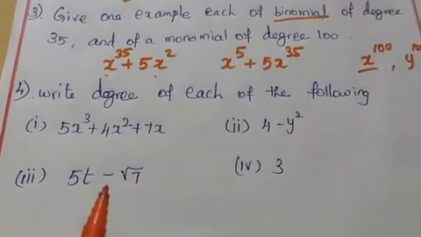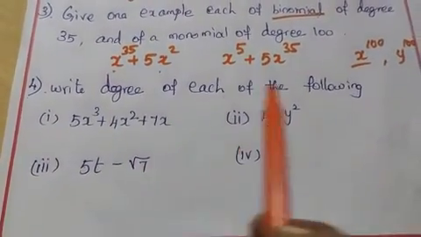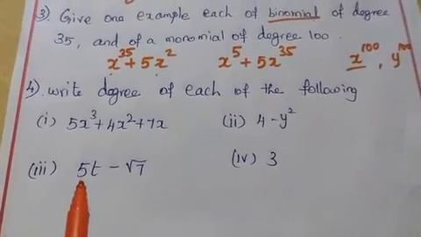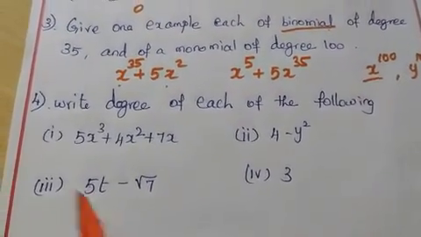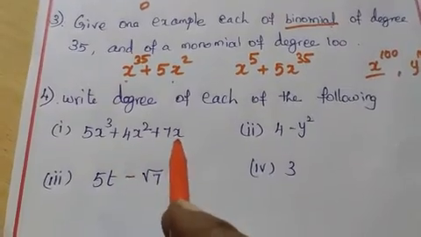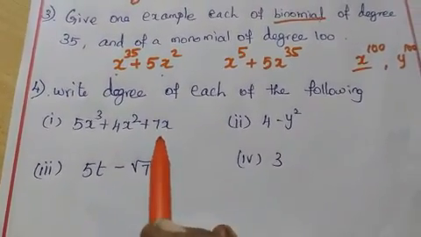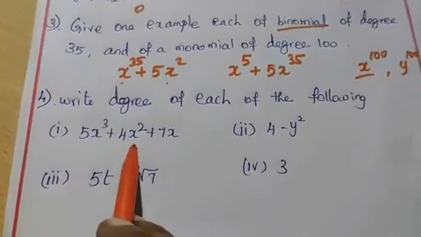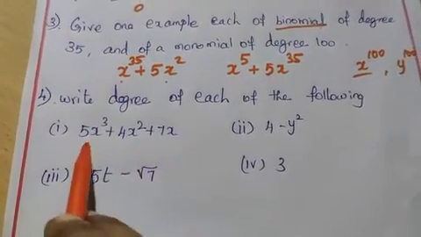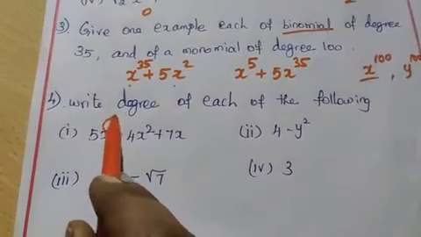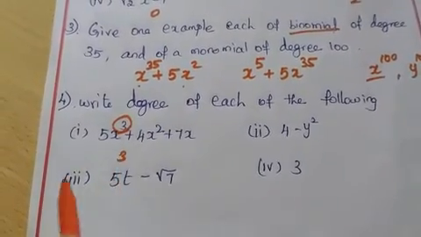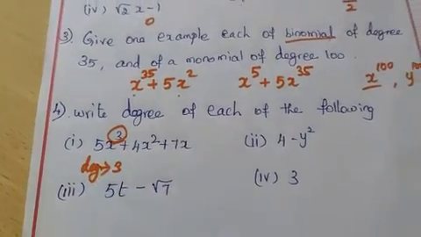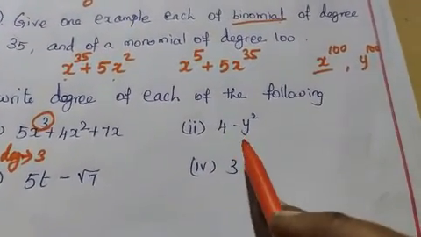And question number 4. Write the degree of each of the following. Degree means, yes, the highest power of the expression. So first you have to verify the given expression to see which is the highest power. You see 5x cube plus 4x squared plus 7x. So here the highest value is, yes, 3. The degree value of this one is 3.